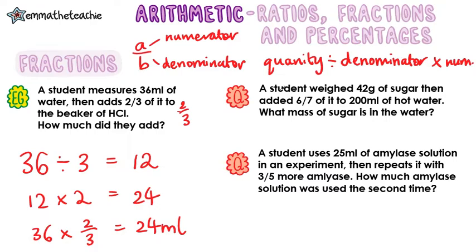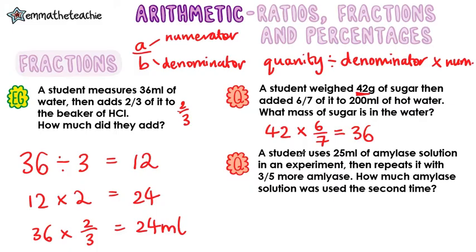Ready? A student weighed 42 grams of sugar, then added 6/7 of it to 200 mils of hot water. What mass of sugar is in the water? So we need to focus on the sugar number, because that's what the question says, and it's 42. So we're going to do 42 times 6/7. So remember, you can do 42 divided by 7 and then multiply it by 6, or you can just go straight into your calculator for this one. And that will give you 36.